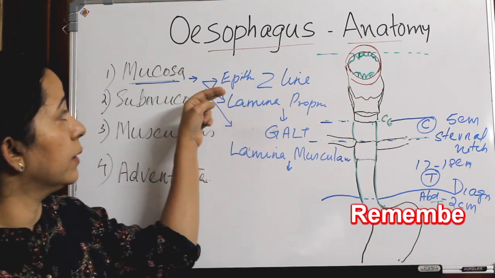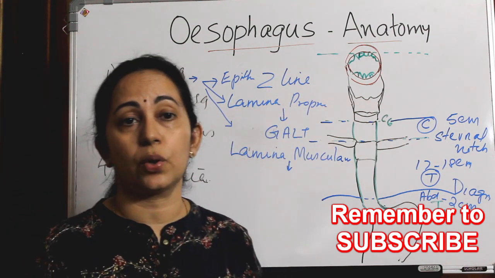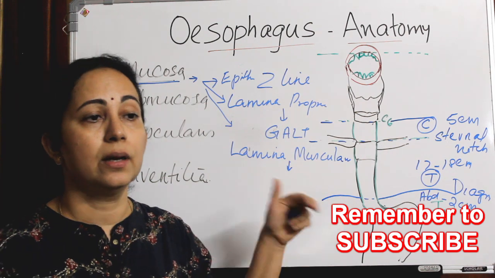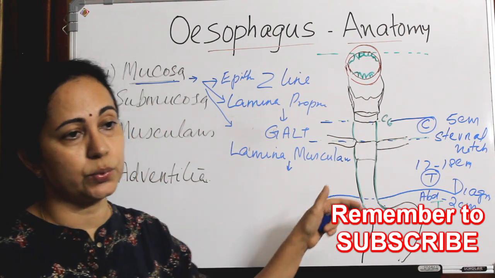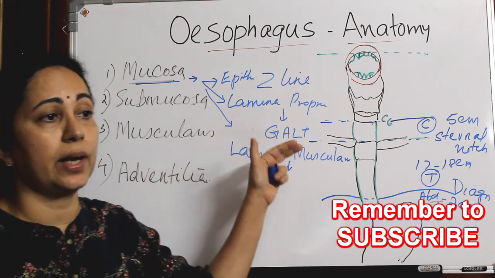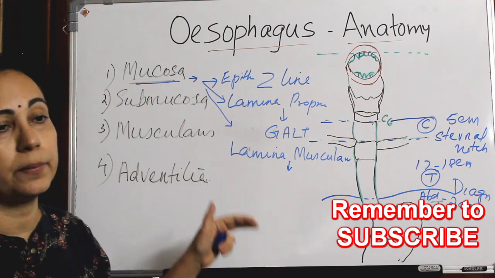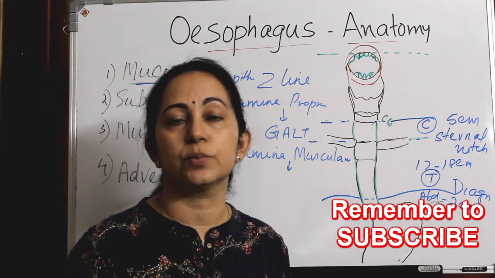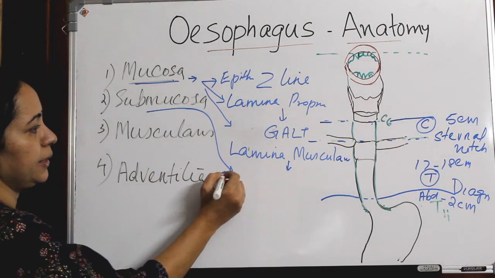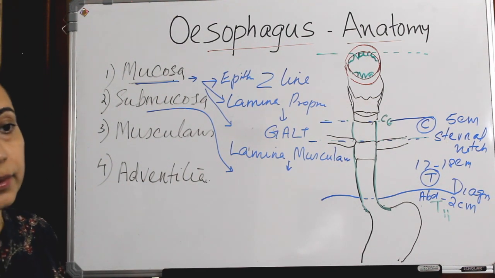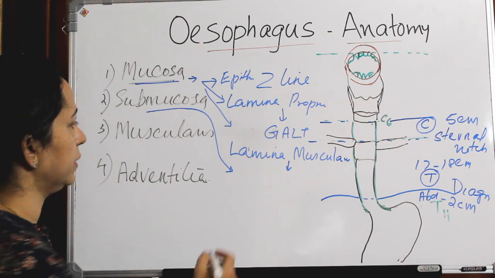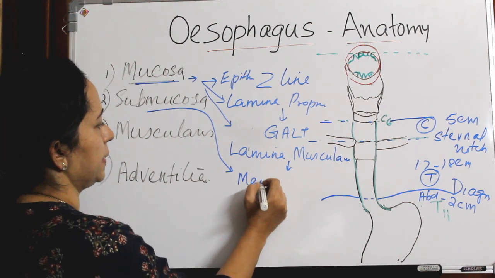So the mucosa contains the epithelium, which is non-keratinized stratified squamous epithelium changing over to simple columnar epithelium at the Z line towards the cardiac end; the lamina propria, which contains loose connective tissue and GALT; and again the lamina muscularis, which contains smooth muscle cells and elastin fibers. The submucosa mainly contains elastin and collagen fibers, then veins, lymphatics, and also the mucinous plexus.